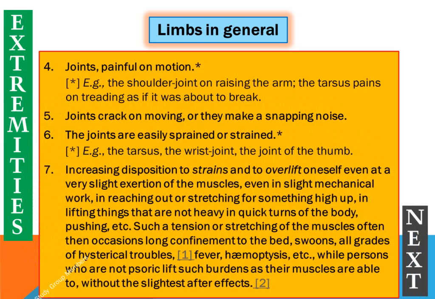Then joints crack on moving, or they make a snapping noise. There are crackling noises, snapping noises. The joints are easily sprained or strained. Now, tendency to suffer from sprain and strain is here: tarsus, wrist joint, joint of the thumb. Then increasing disposition to strains and to overlift oneself even at a very slight exertion of the muscles.